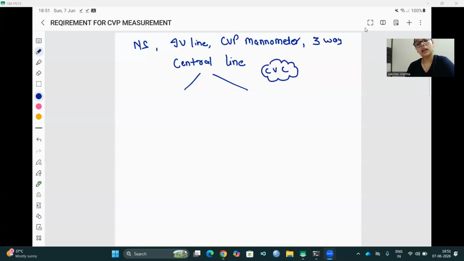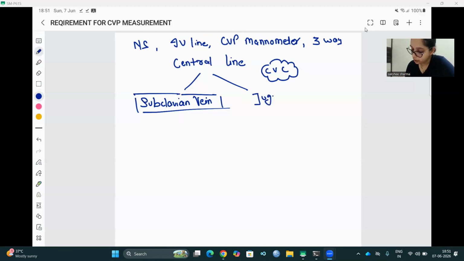Now, what are the routes or places in which we can insert a central line? The first and foremost is the subclavian vein. First priority. And if in any case the subclavian is not accessible, then you can go to the jugular. So these are the routes.